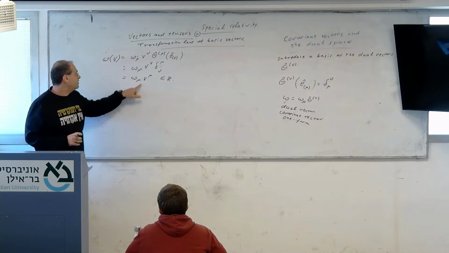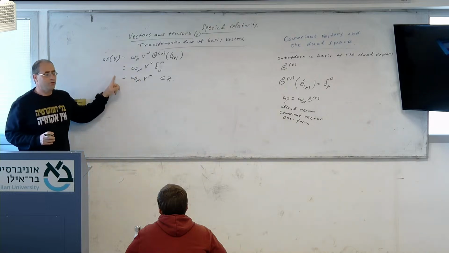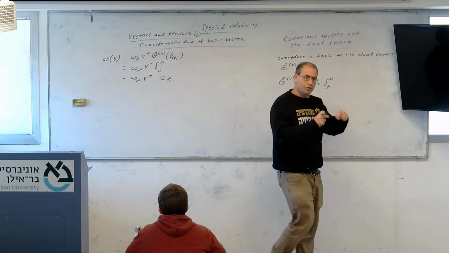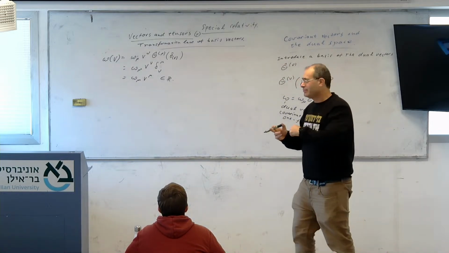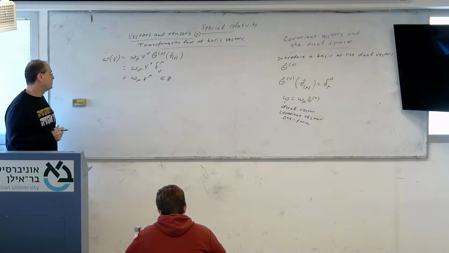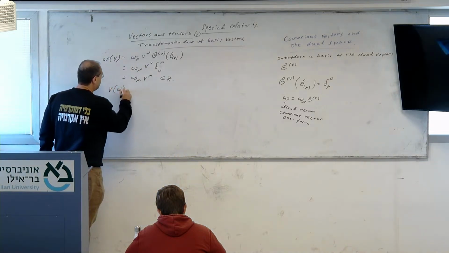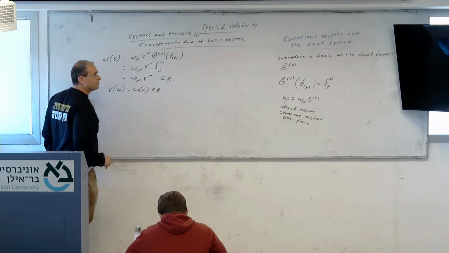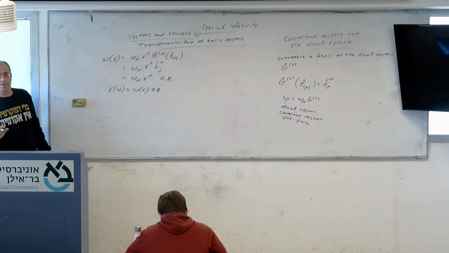Now, because of that, we can also think of V as the dual to the dual. So the dual space to the dual space is the space itself. It's going to make sense. So I can write down, really define V of omega is omega of V, which belongs to R. So the dual space to the dual space is the space itself.